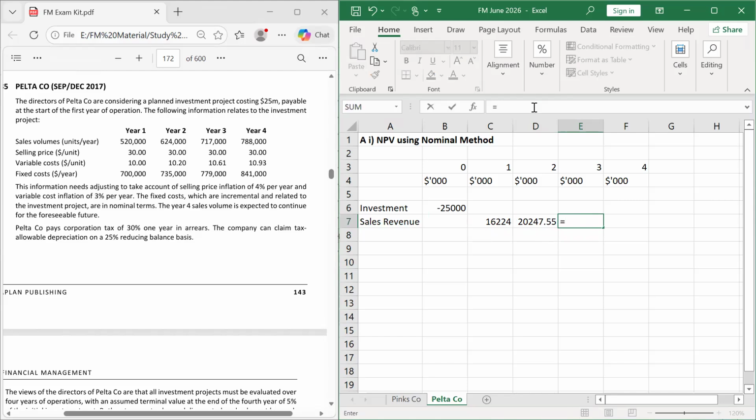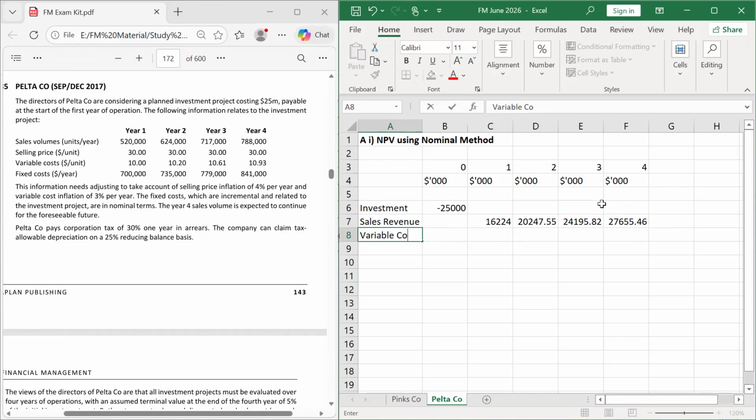Then year 3, 717 times 30 times 1.04 power 3. And then finally for year 4, 788 times 30 times 1.04 power 4. So this will give me the sales revenue figure for each year. Then let's move on to the variable cost.